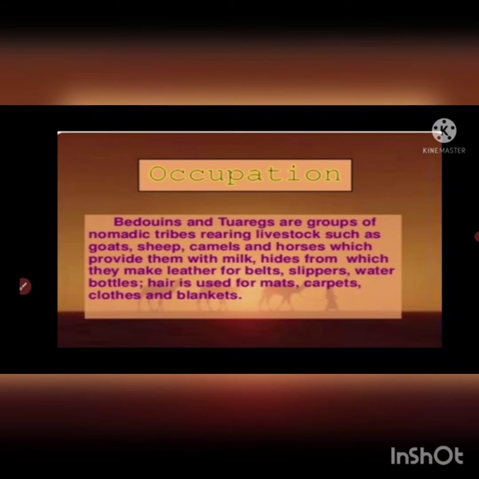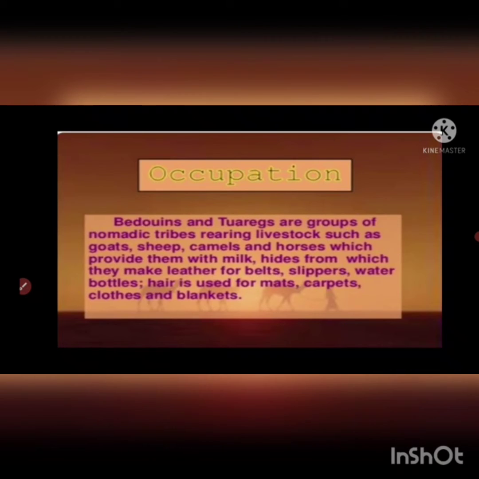These animals provide them milk and hides from which they make leather for belts, slippers, and water bottles. Hair is used for mats. The hair of the animals is used for making mats, carpets, clothes and blankets. They wear very heavy robes as protection against dust storms and hot winds.